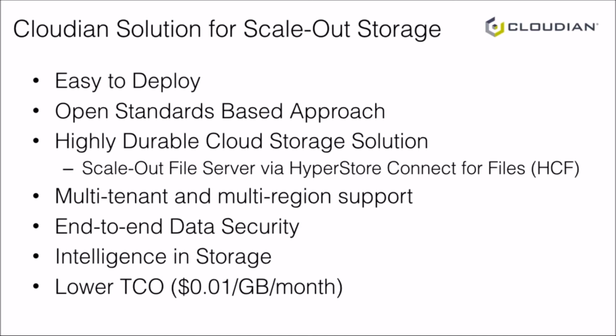And then there's intelligence in storage. You also saw the analytics that are available on the Cloudian solution. And remember one thing too: deploying your own cloud storage solution on-premise is also cheaper with Cloudian storage, because you can lower your TCO, your total cost of ownership, to about 1 cent per gigabyte per month.